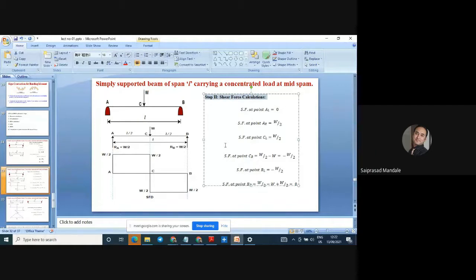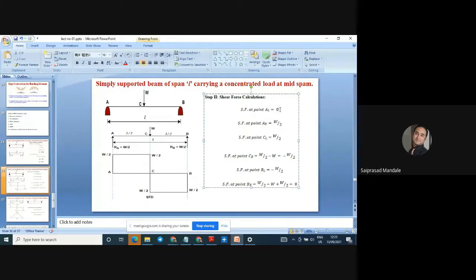So when there is a SF calculation, we have to calculate shear force at the left hand side and right hand side of each and every point acting on the beam. Like shear force at left to the A, this is AL, means left to the A. AR means right to the A. How many points are there? A, B and C. These 3 points are there. Shear force left to the A, shear force right to the A. Shear force left to the C, shear force right to the C. Shear force left to the B, shear force right to the B. These are the points.